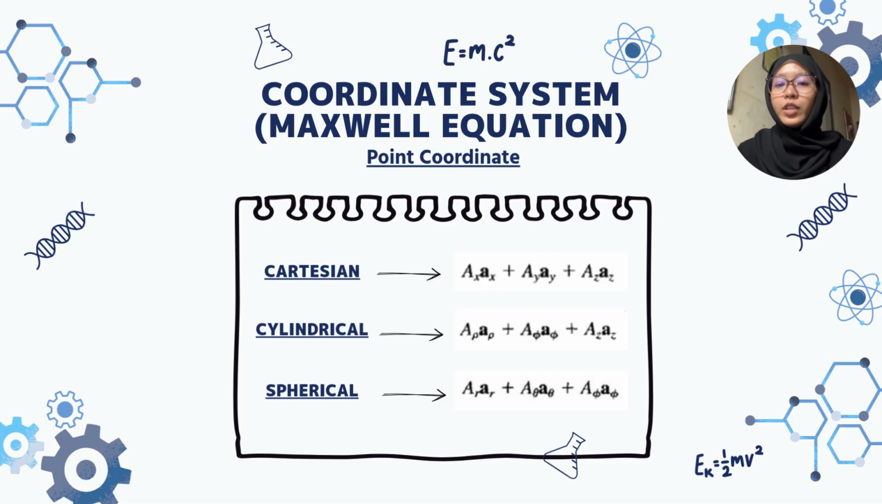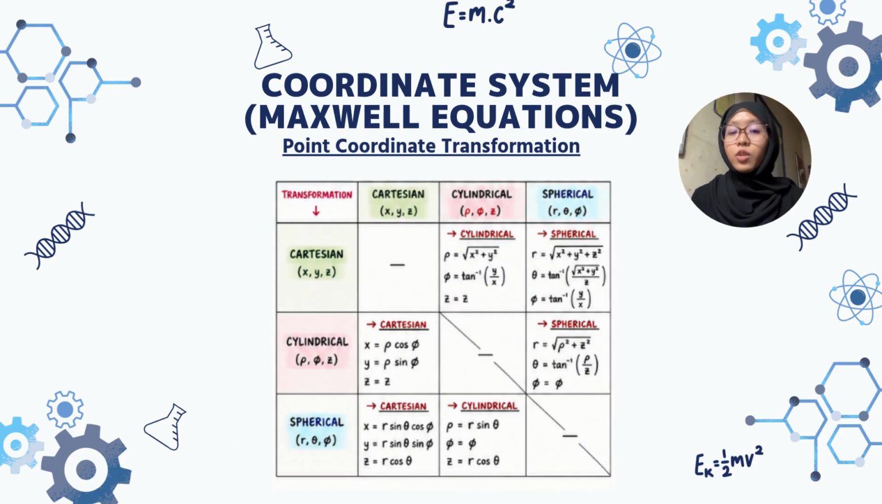In cylindrical, we use radius, angle, and height. We have A rho, A phi, and Az. In spherical, it is defined purely by the spherical shell's attributes. We have Ar, A theta, and A phi. To switch between these geometries, we use point transformation formulas.